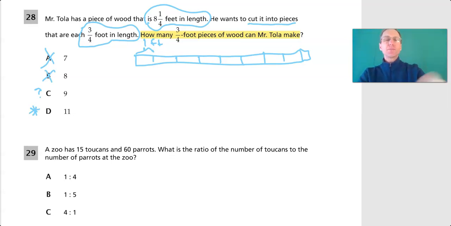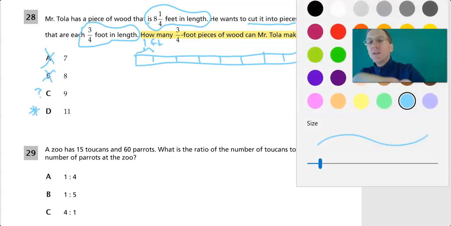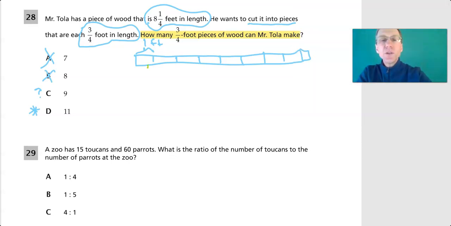Okay, so what do we have? A lot of ways that we could do this. But basically, you're saying how many sections can we find that are just 3/4? So if we were to draw that, 3/4 would be like this. It's going to be small. So we're asking how many groups of 3/4 can we find in here? That sounds like division. So basically, I have 8 and 1/4, and I want to find out how many 3/4 boards can I get in there. All right, how many 3/4 boards?